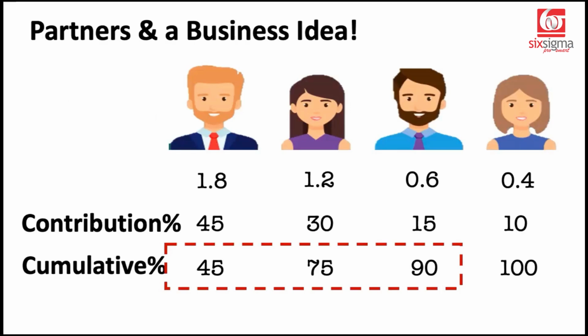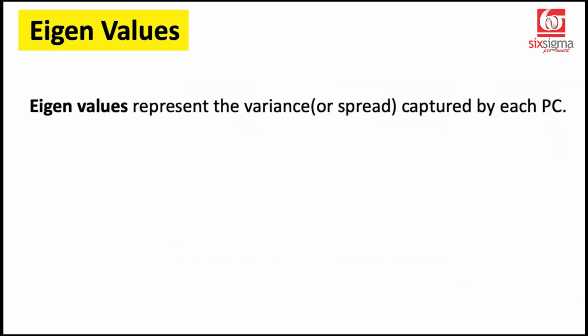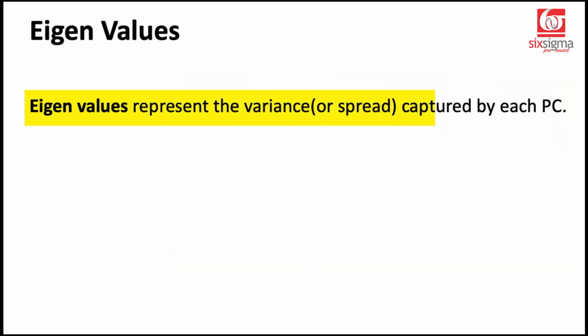So we discussed that the number of principal components that can be extracted will be the same as the number of original features. But there must be a way that we are able to reduce the principal components. And that's done using a similar logic. That's through the eigenvalues. So eigenvalue essentially represents the variance or spread captured by each principal component. In our analogy example, it was the amount contributed. In case of principal components, it's the eigenvalues. So those who contribute more should be given higher importance.